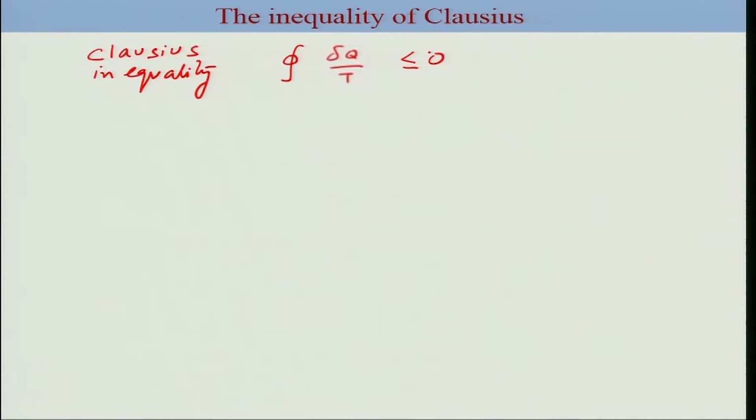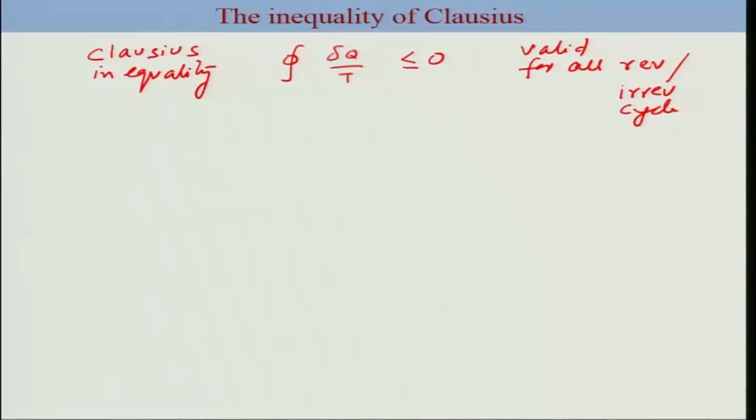So in this regard, the Clausius inequality is quite a useful criterion, and is valid for all reversible or irreversible processes, or since we are dealing with cycles here, we will still say cycle. So this circle represents a cycle. Let us try to derive this using a heat engine and refrigerator. So let us consider first a reversible heat engine.